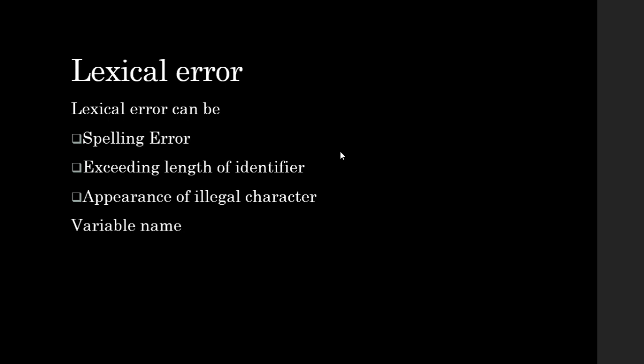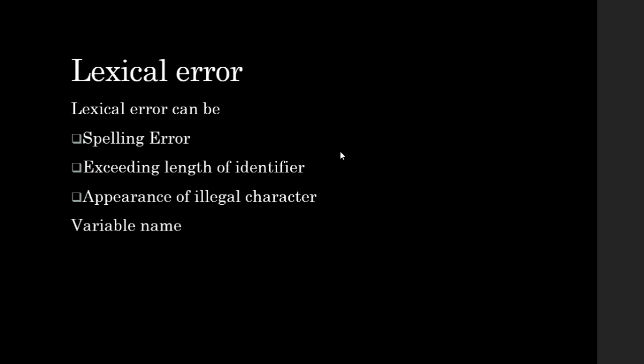Then if we exceed the length of the identifier, generally if you have up to 32 characters, that is called a valid identifier. If you have more than 32 characters, then some of the languages will not permit such a lengthy identifier. So that kind of error is called a lexical error. When we exceed the length of an identifier, it is called a lexical error.